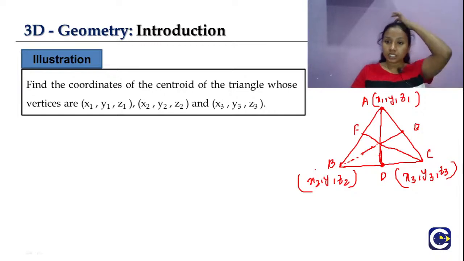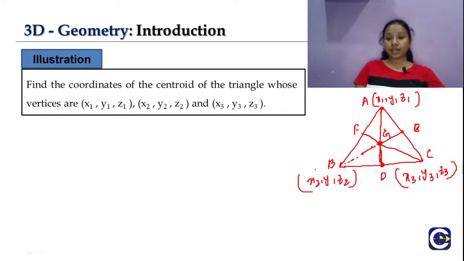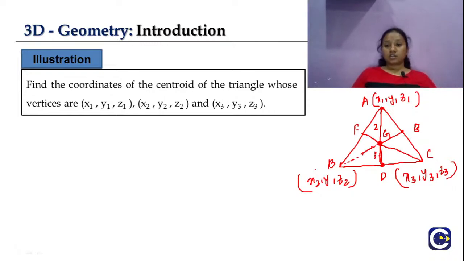So if AD, BE and CF are the medians, then the point of intersection here is the centroid G, right? And this centroid divides the line segment AD in the ratio of 2:1. So this is the concept. Now we have to apply this in order to find the coordinates of the centroid. First find the coordinates of point D, which is the midpoint here, and then by applying the section formula concept, you can find the coordinates of this centroid G.